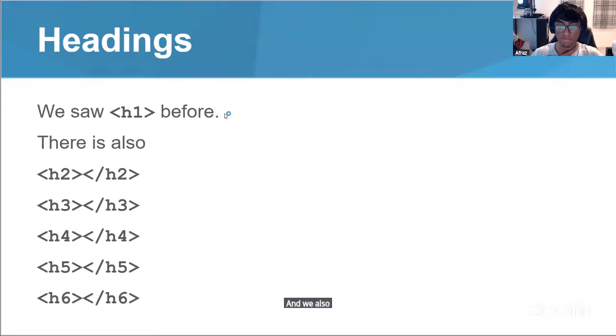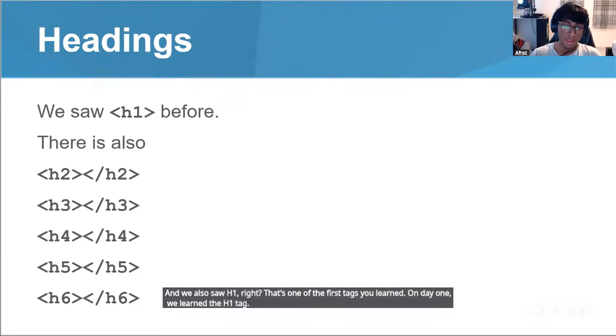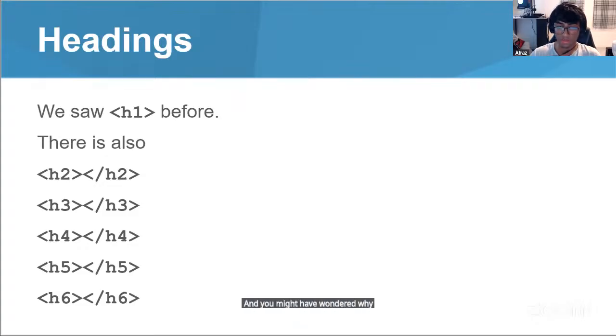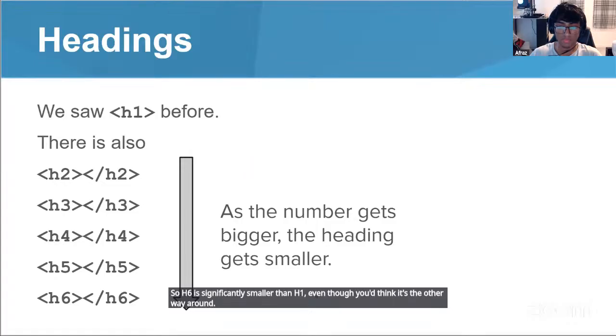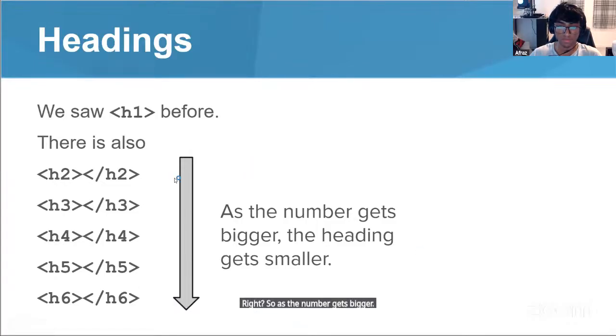And we also saw H1, right? That's one of the first tags we learned on day one. You might have wondered why there's a one after the H. Why do we need to say one after the heading? That's because there are also other heading sizes. Counterintuitively, as the number gets bigger, the heading actually gets smaller. So H6 is significantly smaller than H1, even though you'd think it's the other way around.